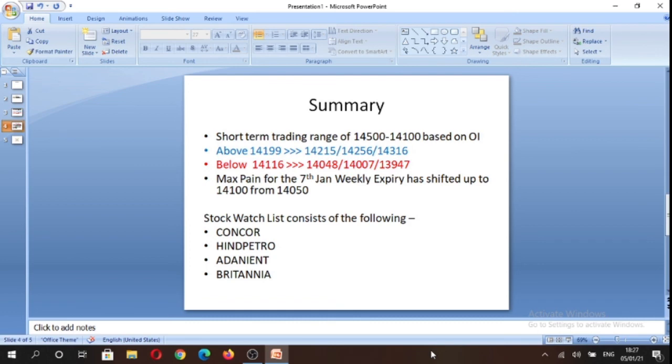And max pain for this weekly expiry has shifted to 14,100 level, and our stock watch list are all inside candles: Concor, Hind Petro, Adani Enterprises, and Britannia. So we'll look for breakout in either side of today's high-low range to establish a position in inside candle stocks. So inside candles, they are formed when there's an equilibrium between both the buyers and the sellers.